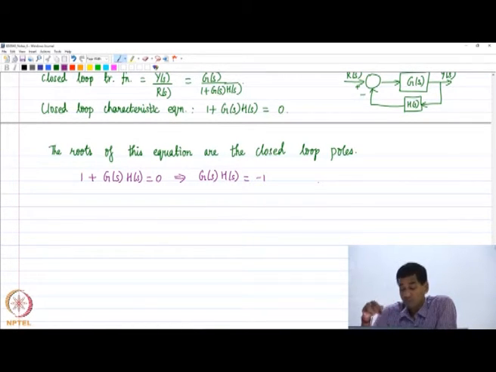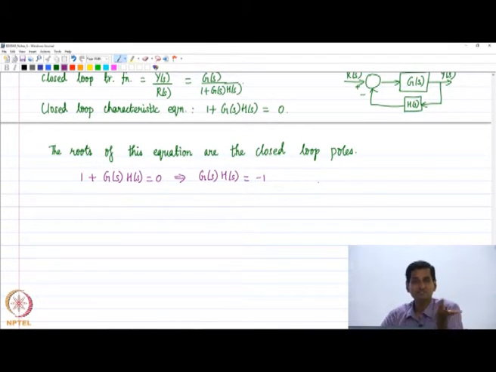So what can we infer from this? That any value of s that makes the value of the open loop transfer function minus 1 is a closed loop pole. Do you agree? Correct. So that is another way of interpreting when a value of s would qualify as a closed loop pole, and we are going to use this repeatedly to our advantage, as we will see shortly. Please note that s is a complex variable, and G of s H of s is a complex valued function.